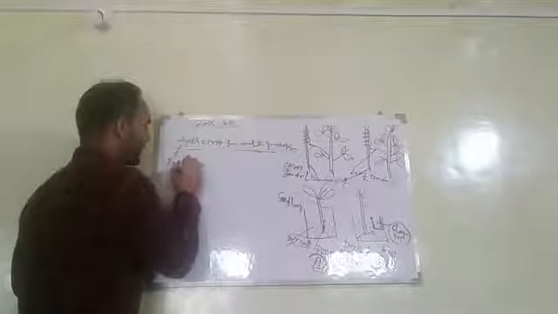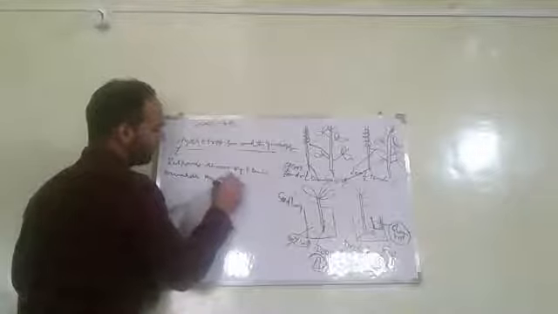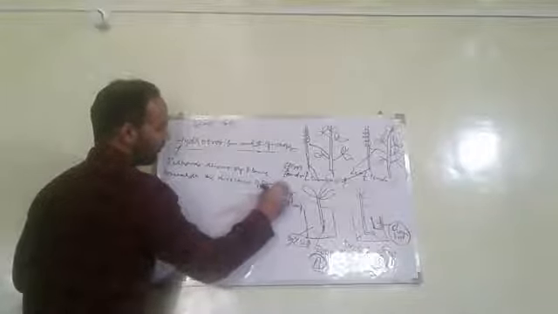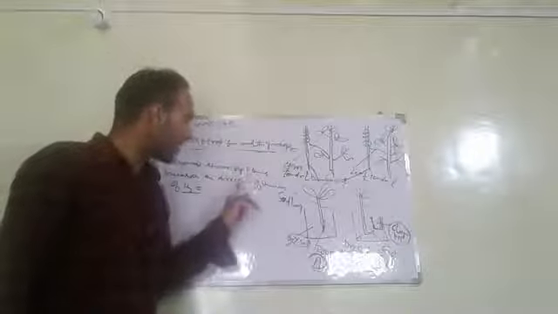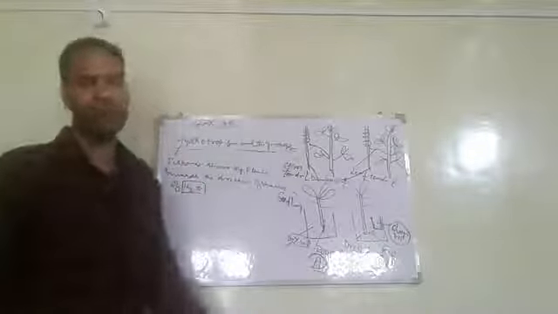Hydrotropism is defined as the response shown by plants towards the direction of the stimulus of water. That is simply called hydrotropism. Here the stimulus is mainly water, and that is why it is called hydrotropism.